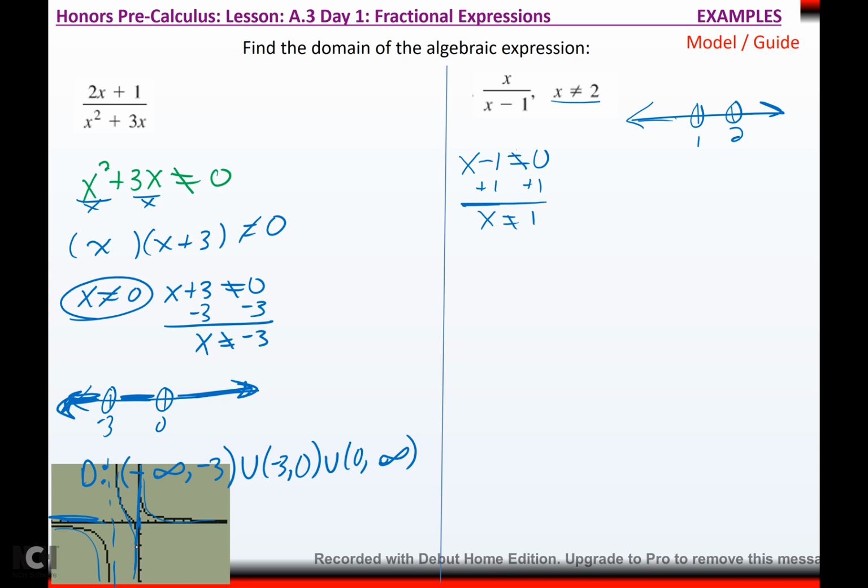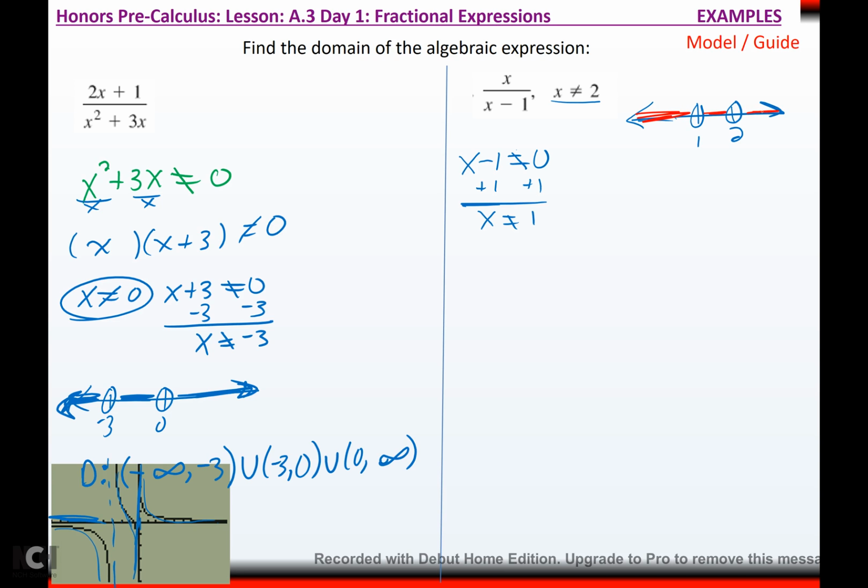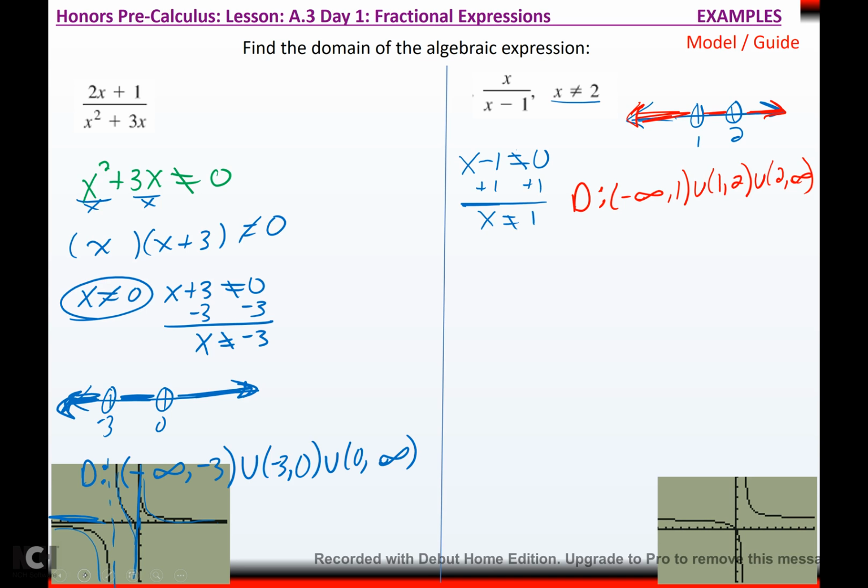So there's going to be another hole at 1, which means everything else is good. Okay, so I'm trying to get a good color here. So all of this is good, in between is good, and all of this is good. Which means my domain starts at negative infinity, stops at 1, starts again at 1, goes to 2, starts again at 2, and goes to infinity. And if I looked at the graph, okay, at positive 1, I've got a gap, and then I'm told at 2, I have to exclude that also.